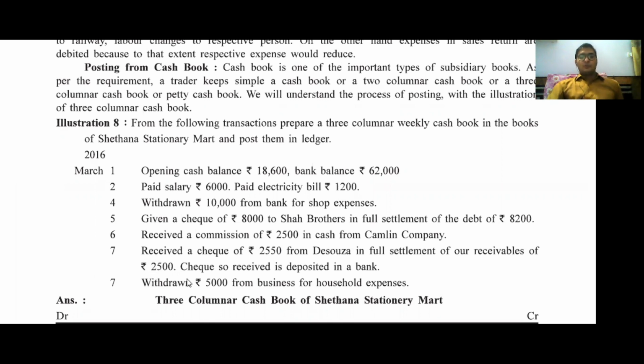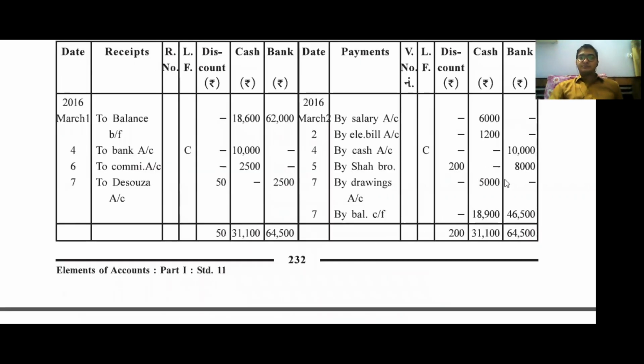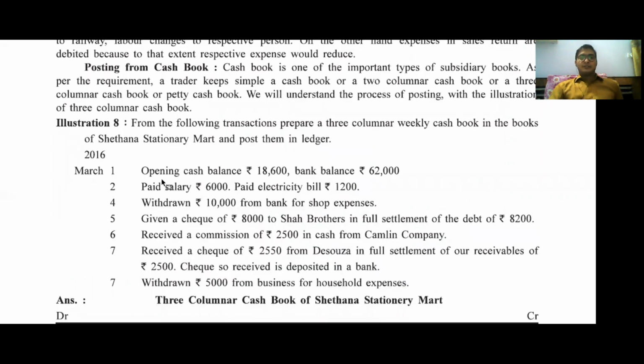Then after, withdrawn 5,000 from business for household expense. Here again it is a withdrawal, but there is a purpose, that it is withdrawn for household expense. Household is a kind of personal expense and we call it drawing. That's why on the credit side we recorded 5,000 as a drawing, by drawing. Got it?